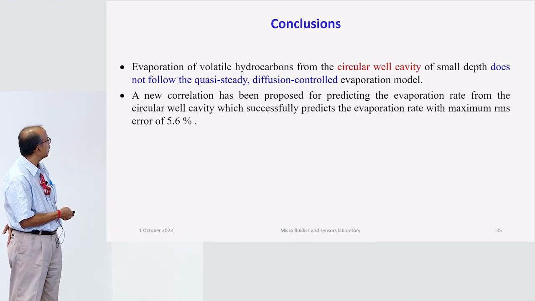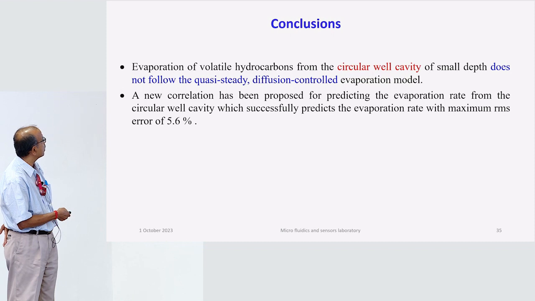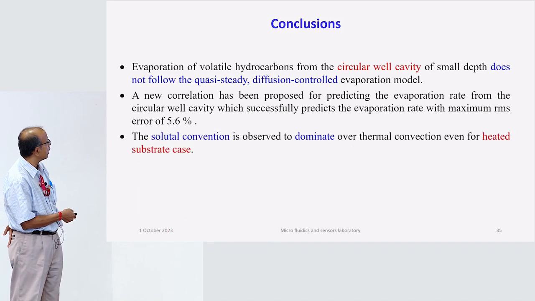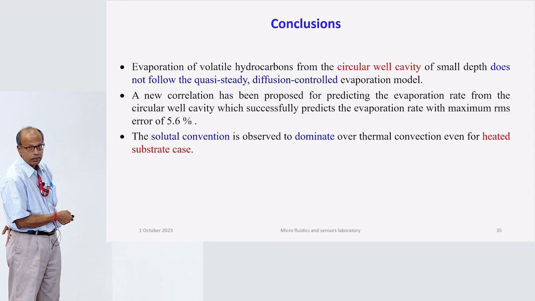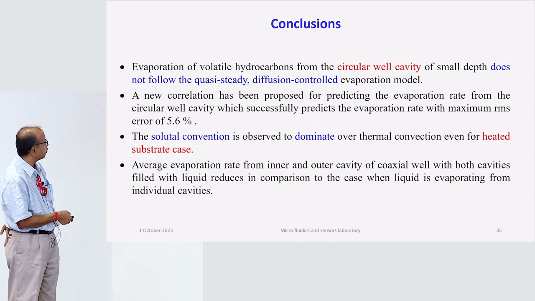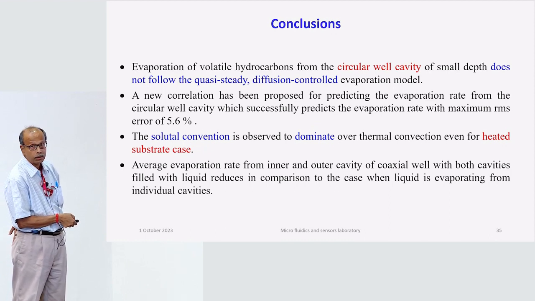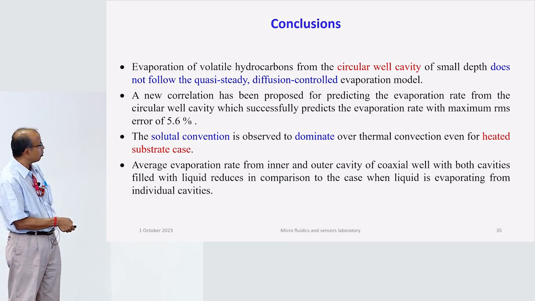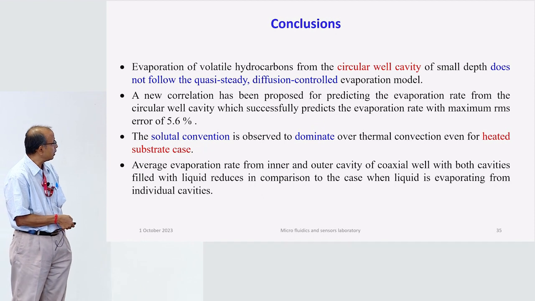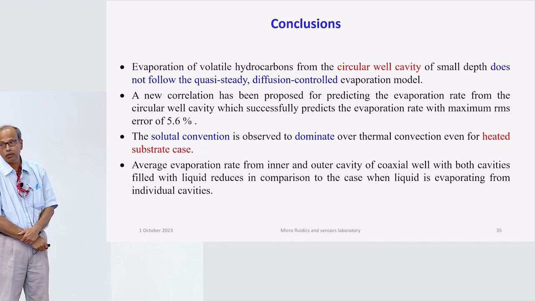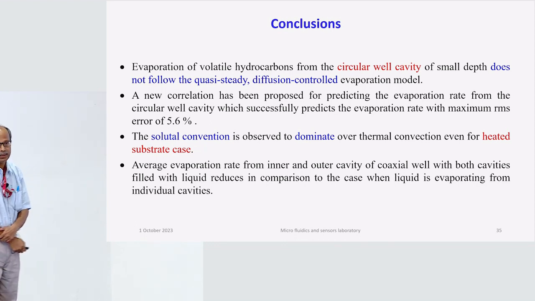So the first conclusion is that the quasi-steady evaporation result from a circular geometry does not follow what we always use. You have to use it with care, and the correlation that is now developed can be used. Solutal convection is more dominating than thermal convection in the temperature range we have studied. And the last conclusion is that the evaporation rate gets influenced when you have multiple cavities, they influence each other, which should be considered in designing multiple cavities.